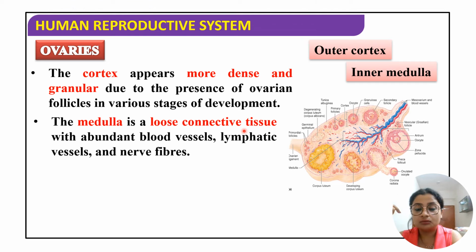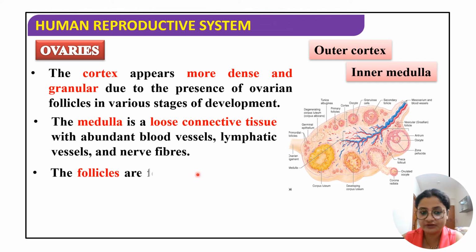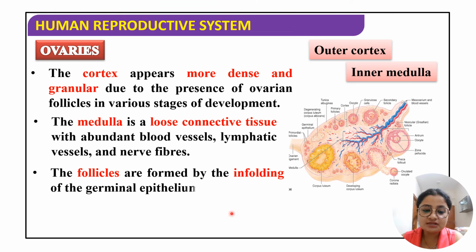उसके बाद जाके हमारा जो ओवम है, जो मेन चीज हमें चाहिए, the germ cell just like sperm which will go and fuse with the sperm. तो ये जो सारे डिफरेंट स्टेजेस है वो सारा होगा कॉर्टेक्स में. As a result of which cortex जो है वो ज्यादा डेंस है एंड ग्रैन्युलर है. और मेडुला जो है it is nothing but a loose connective tissue with abundant blood vessels, lymphatic vessels and nerve fibers. And the follicles are formed by the infolding of the germinal epithelium. What are follicles? Follicles are nothing but cells जो कि जाके finally हमारा ova बनाएगा.